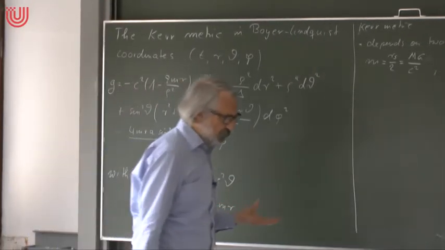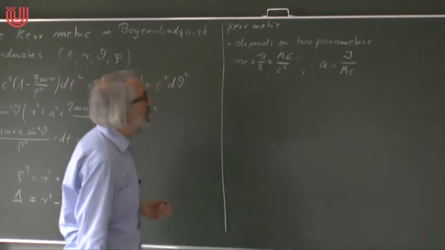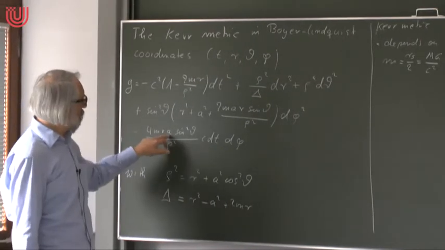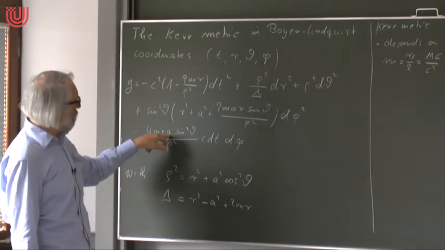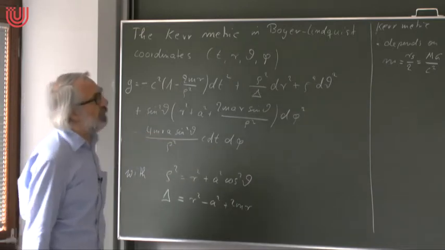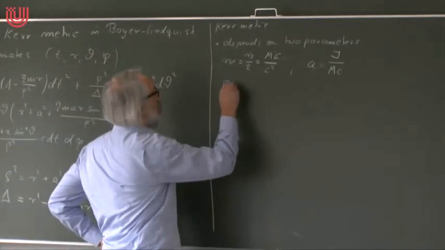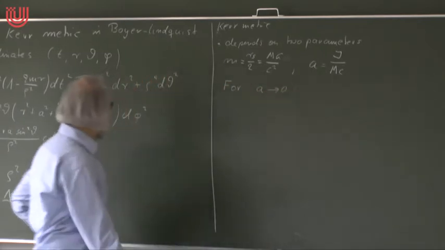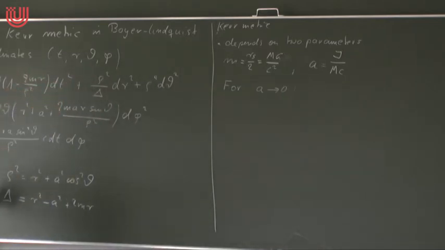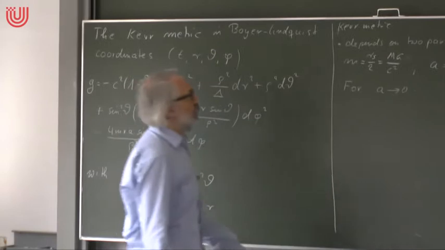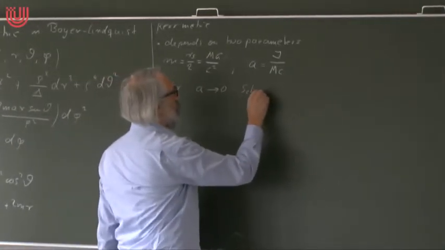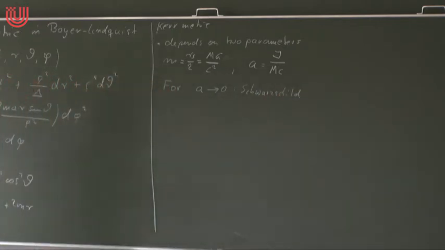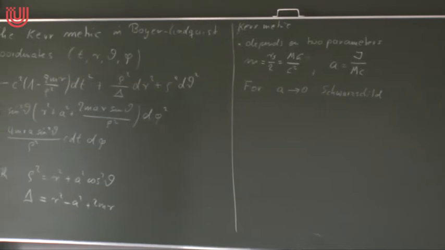So we have an object which has a mass, and we have an object which has an angular momentum. And the angular momentum is associated with this cross term. You see, the dt d phi term is associated with the parameter A. So if we set A equal to 0, then this term is gone. Yeah, we can write this here. What happens if we send A to 0? If you do this and take this into account, you will see that you get the Schwarzschild metric. So the Kerr family of metrics contains Schwarzschild as a special case. So if a thing is not rotating, it has no angular momentum, then we get Schwarzschild.